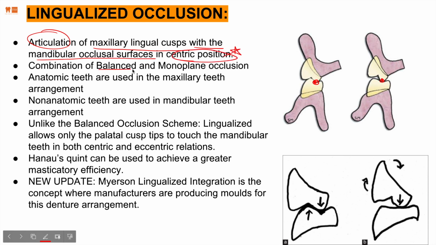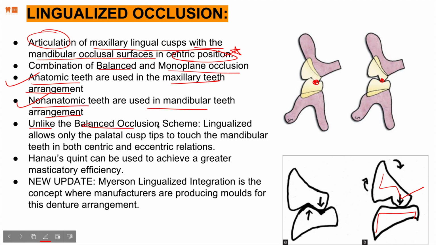It is a combination of balanced and monoplane occlusion, where anatomic teeth are used in the maxillary teeth arrangement. So what does that mean? It means that there is an anatomic tooth with proper cusp, right? That's the balanced occlusion, with a monoplane occlusion with mandibular flatter cusps used. So anatomic teeth in the maxillary teeth, non-anatomic teeth in the mandibular teeth are used.